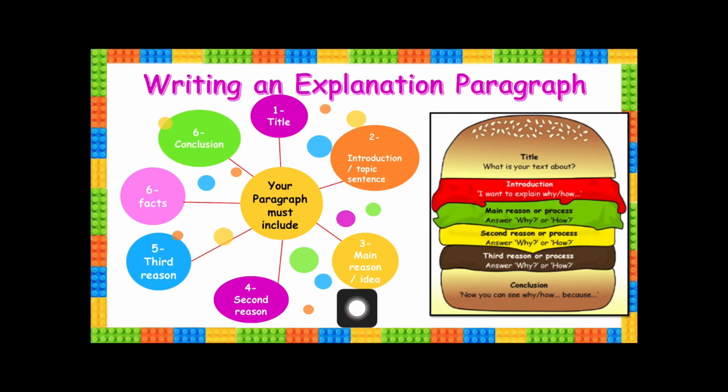Next is the main reason or idea. We're answering the question. Remember, we're starting our juicy details. We have 3 supporting sentences that we need to have in our paragraph. So here's our first one, then our second, then our third. These parts of the burger. All right, and then we have our facts. All right, and then we have our conclusion. In the concluding sentence, you might want to start it with, now you can see why, or now you can see how, and we can use the word because, and this is when we are writing an explanation paragraph.